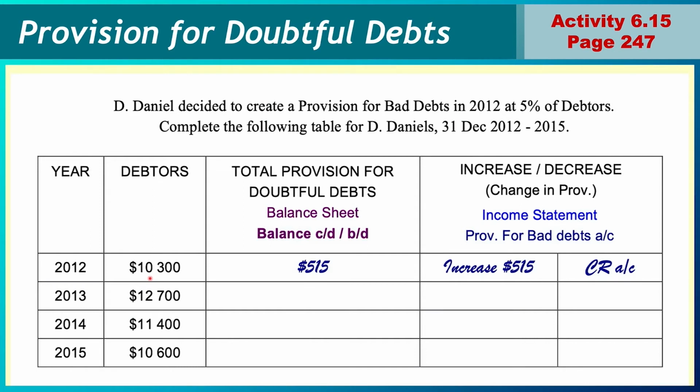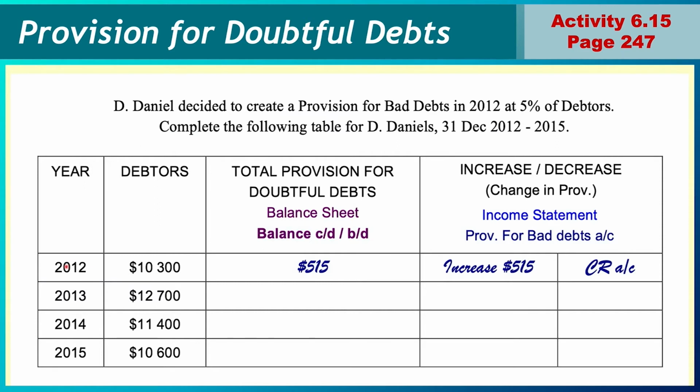And what we are going to do is activity 6.15 in your workbooks, page 247, where the first thing that we're going to do is the calculation, which we had done in the last class and which you were supposed to go away and do. We're going to do that now, and then we're going to put the information into the provision for doubtful debts account so that you can see it.